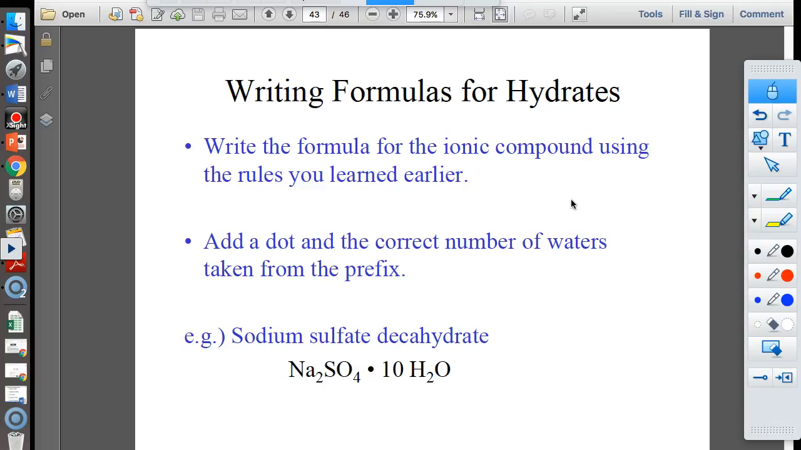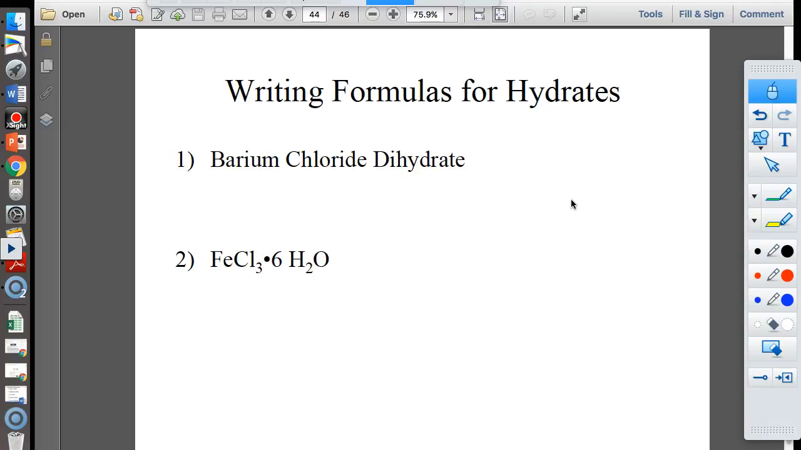Your prefixes: you have mono, di, tri, and I'm drawing a blank on number 4. Penta. What is 4? Penta, hexa, hepta, octa, nona. What's 4? Not for Greek stuff. I'm so sad inside. It'll come to me. I'll look it up. Maybe it's on the next slide. Cross your fingers. Nope. But okay, barium chloride dihydrate.